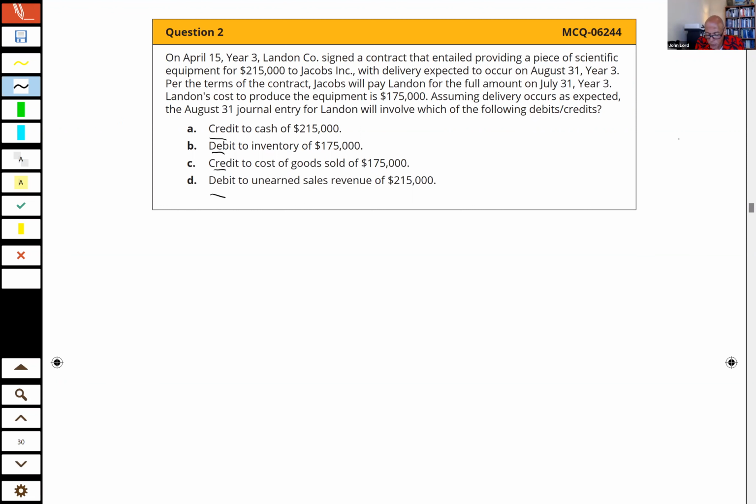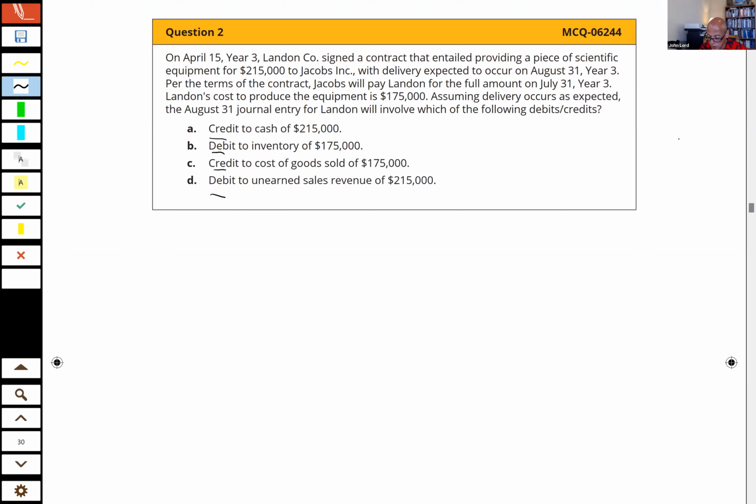On April 15th, year 3, Landon and Company signed a contract that entailed providing a piece of scientific equipment for $215,000 to Jacob Labs, with delivery expected to occur on August 31st, year 3. Per the terms of the contract, Jacobs will pay Landon for the full amount on July 31st, year 3. Landon's cost to produce the equipment is $175,000, assuming delivery occurs as expected on August 31st. The August 31st journal entry for Landon will involve the following.